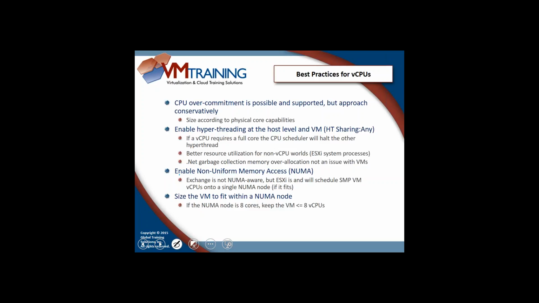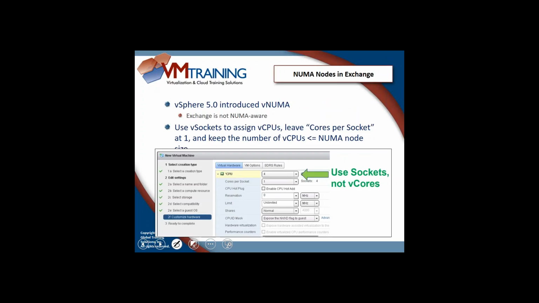Like it says, if your NUMA node is 8 cores, keep the VM under 8 cores. In my drawing, we had a 4-core NUMA node, so we'd want to keep our VMs under 4 cores. Now with vSphere 5, they came out with the ability to decide not just how many cores I'm giving to the VM, but how many sockets. Back in vSphere 4.1, we would just say I want to give 4 virtual CPUs to the VM. Now we're saying I want to give 4 sockets with 1 core per socket, or 1 socket with 4 cores per socket.